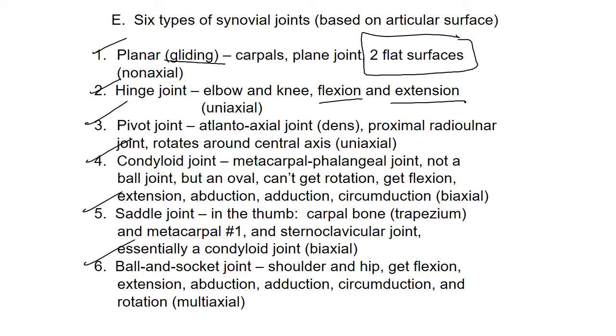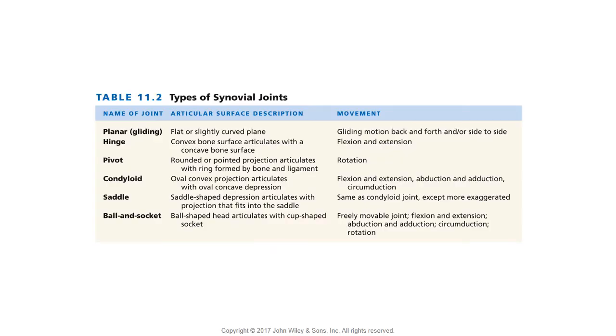Saddle joint, there's only really one of those. There's a couple of those that are that. Carpal, the trapezium, also metacarpal 1. But those are essentially condyloid joints. And then the ball and socket joint, shoulder and hip. So you get all kinds of different movement called flexion, extension, abduction, adduction, circumduction, and rotation. We're going to talk about what those are also. Next slide. So here's just a summary slide of all the different types of movement.